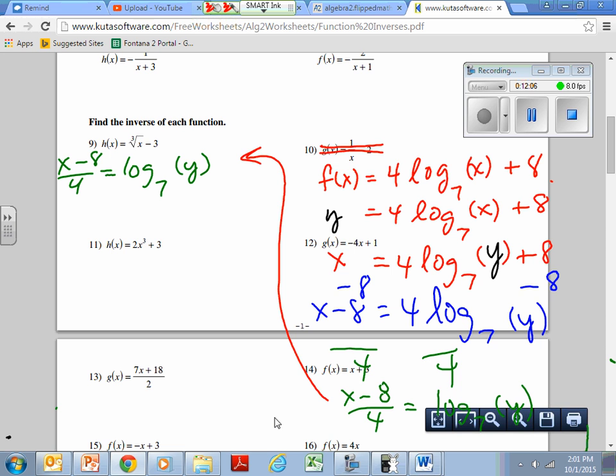Here comes, hey, how do I get rid of this 7? He's connected to log. You raise this to the power. What you do on one side, you do on the other side. I'm raising 7 to the power of x minus 8 over 4. What happens over here is, because log and powers are the opposite, these guys here cancel out. Something you should know to be in the real world.